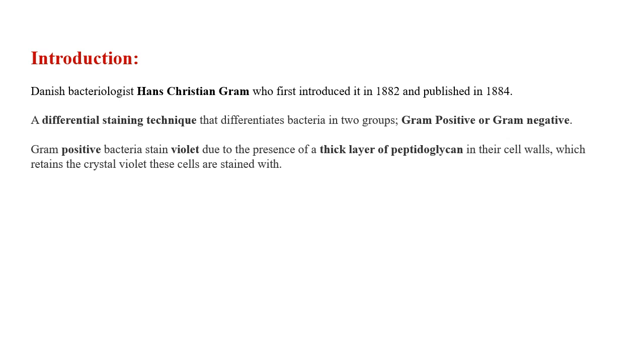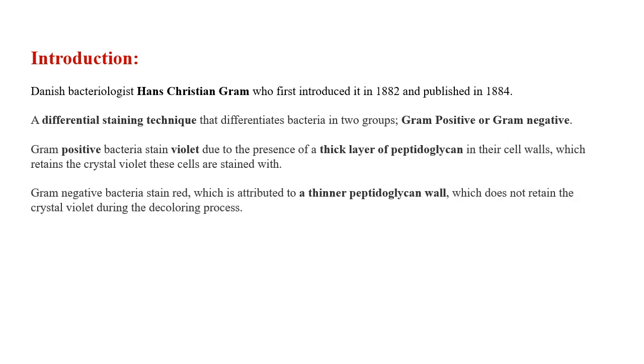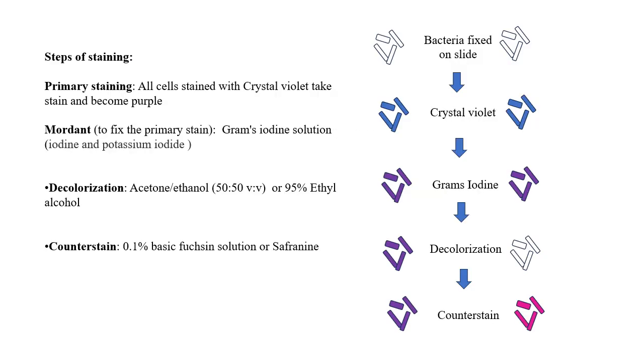A gram positive bacteria appears violet in color because it has a thick layer of peptidoglycan, and that is able to retain crystal violet dye. Gram negative bacteria have a thinner peptidoglycan layer or wall that cannot retain the crystal violet. That's why it captures the counter stain and appears pink to red in color. So these are the simple steps of staining.